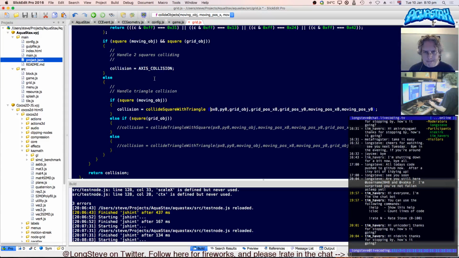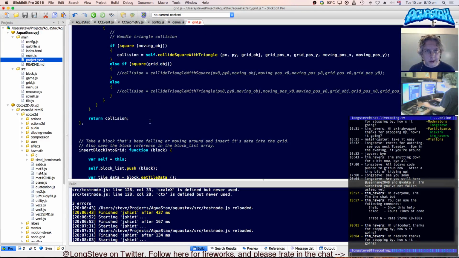And let's see. So I renamed some of my variables as I was going. I got rid of the 8 because that was fixed point maths, and I'm not doing any of that this time around. Grid object, grid pos x, grid pos y, moving pos x, moving pos y. Okay. And I'm going to do it as a separate method for now.